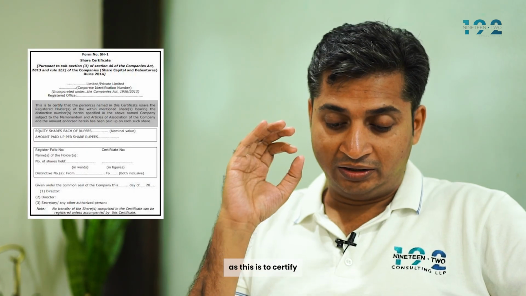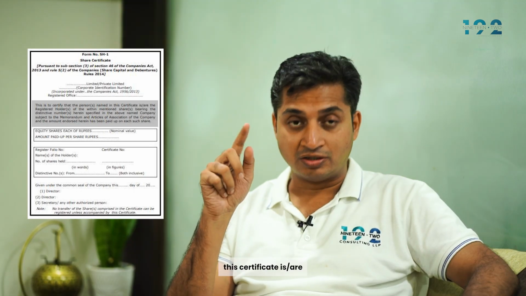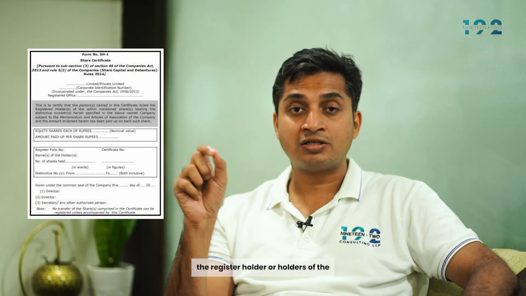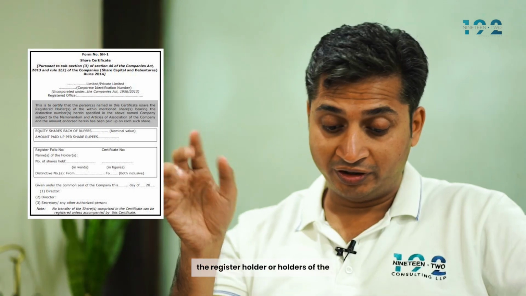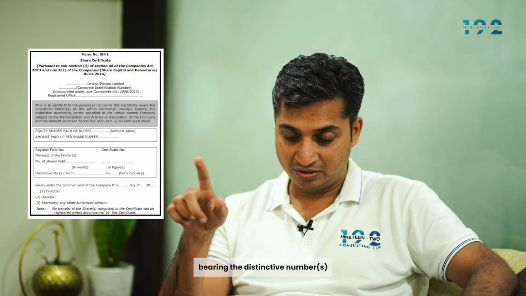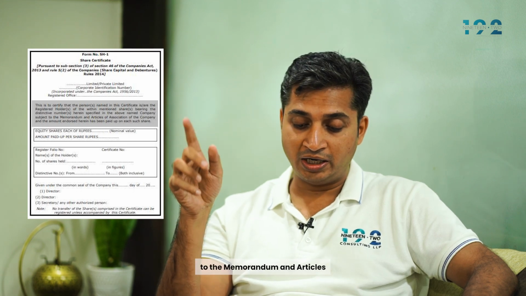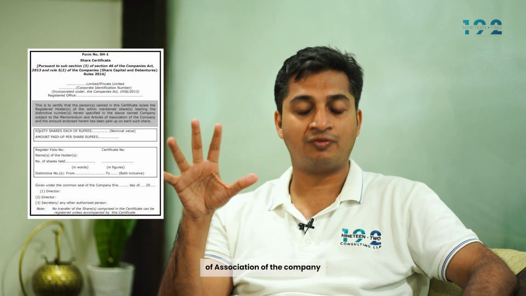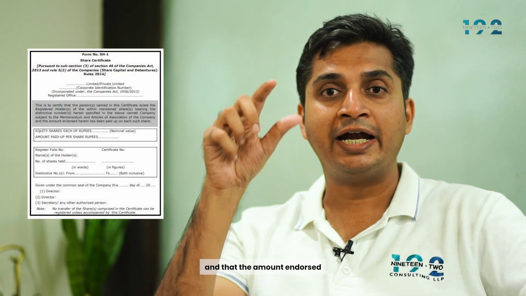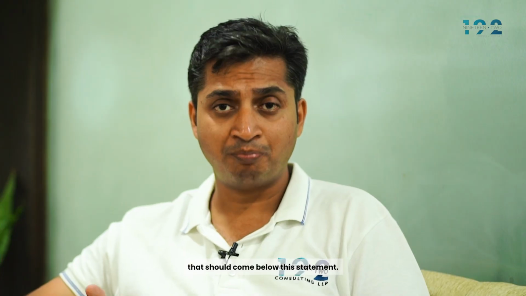The statement goes as, this is to certify that the persons named in this certificate are the register holder or holders of the within mentioned share or shares bearing the distinctive numbers herein specified in the above company, subject to the memorandum and articles of association of the company, and that the amount endorsed herein has been paid up on such shares. So there are multiple things that should come below this statement.